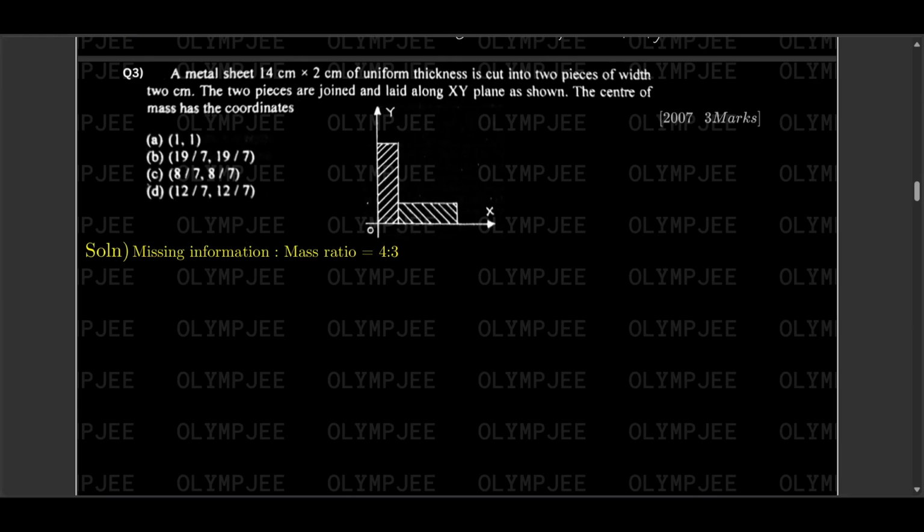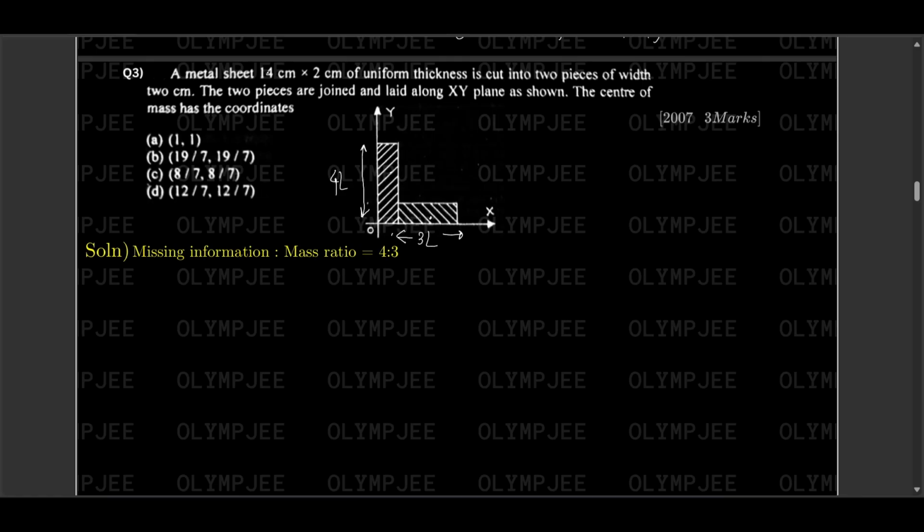A metal sheet 14 cm by 2 cm of uniform thickness is cut into 2 pieces of width 2 cm. The 2 pieces are joined and laid along XY as shown. So the center of mass has to be found for this arrangement. There is some missing information: the mass ratio of this and this is 4 by 3. So if this is 4m, then this is 3m. Since the width is the same, the lengths should be 4L and 3L, right? Because they have uniform density.